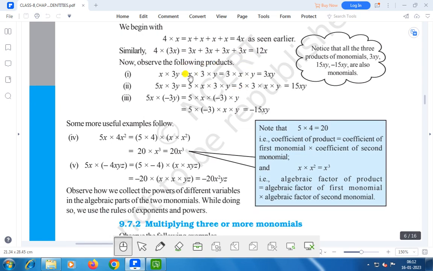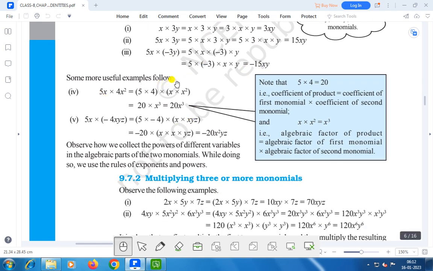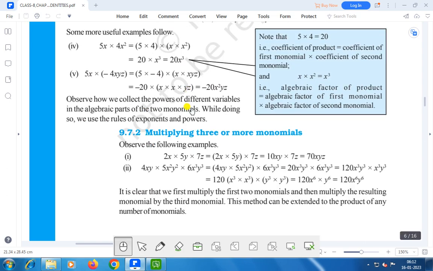Now observe the following products: x into 3y, x into 3 into y, that is equal to 3 into x into y, that is 3xy. 5x into 3y, 5 into x into 3 into y, 5 into 3 into x into y, that is 15xy. 5x into minus 3y equals minus 15xy. Some more examples follow. 5x into 4x square, that is 5 into 4 into x square into x, that is 20x cube, or 5x into minus 4xyz is equal to minus 20x square yz.